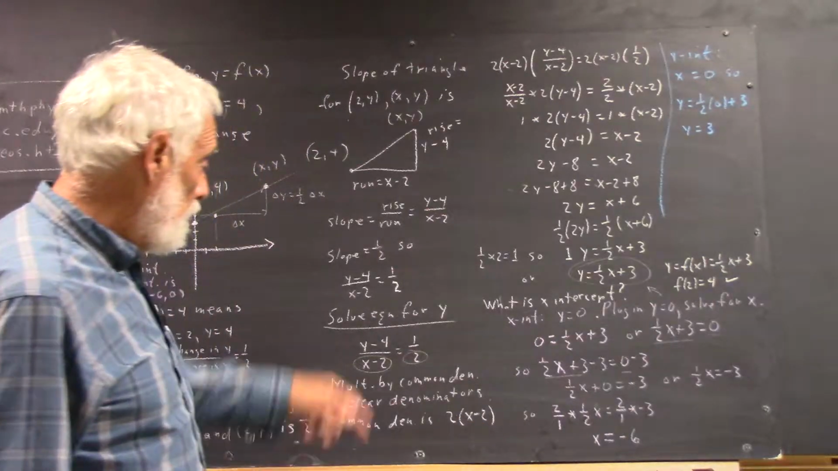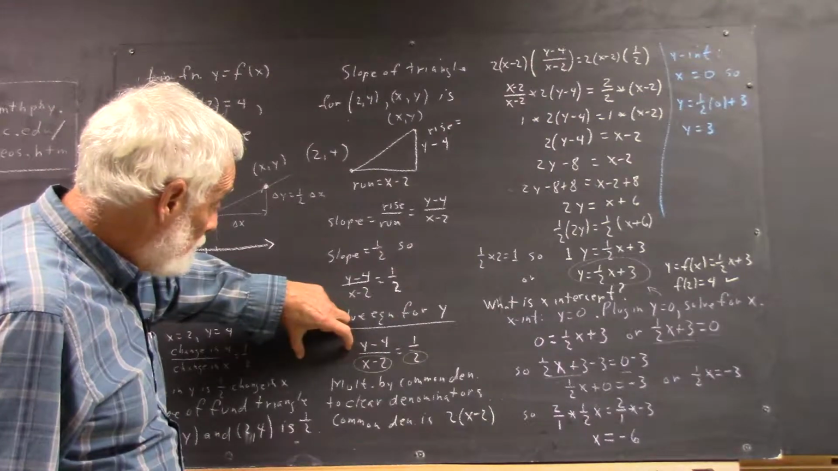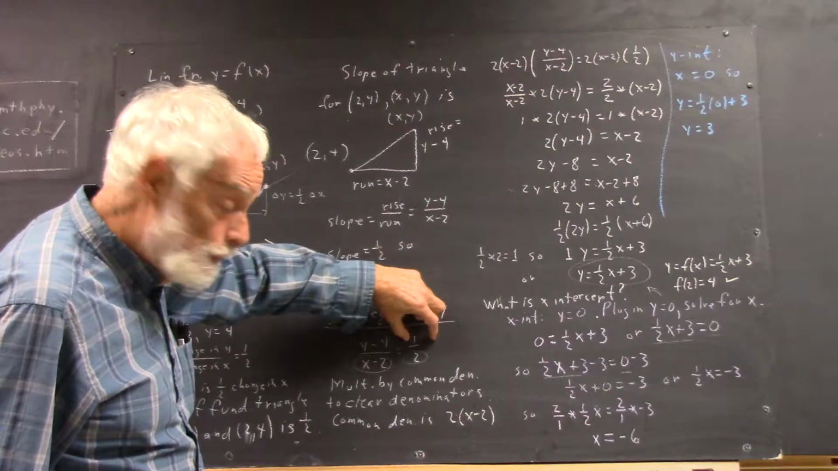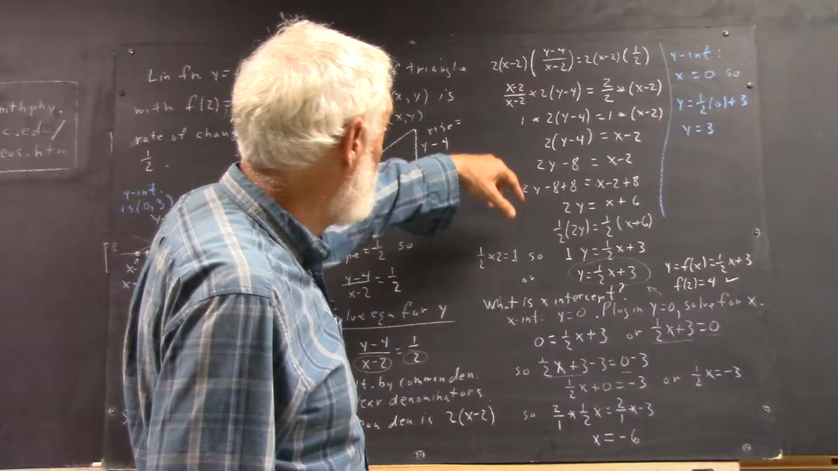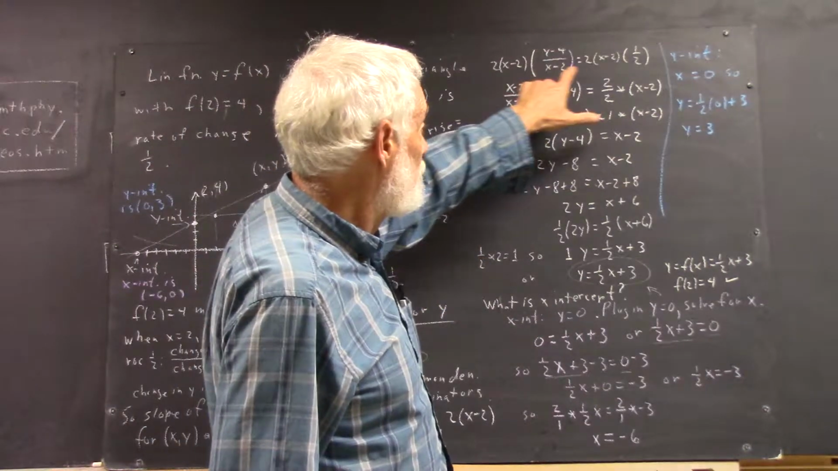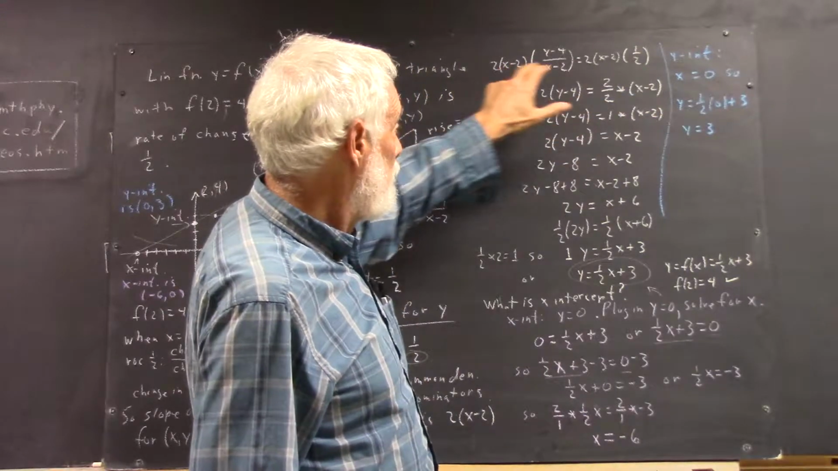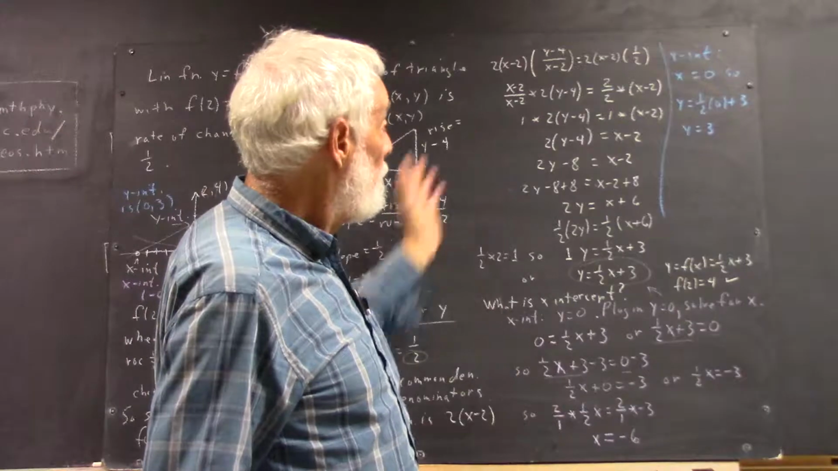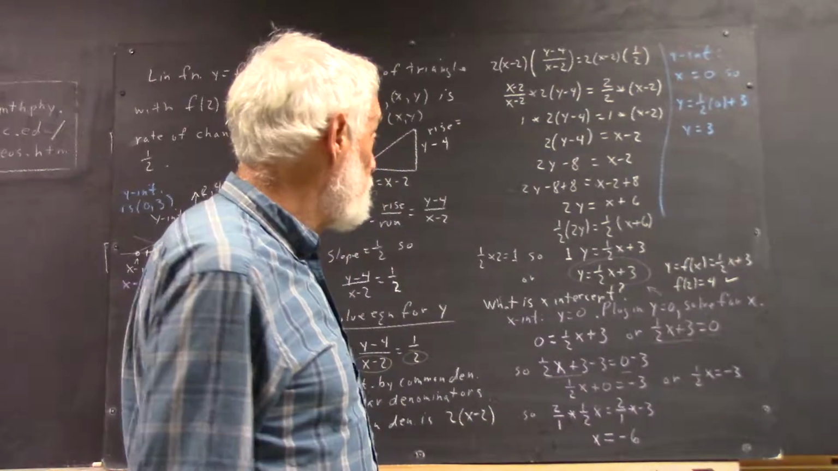How do we do that? Well, we write down 2 times (x − 2) multiplied by this equals 2 times (x − 2) multiplied by this. And that's what I've done here. Here's the left-hand side, here's the right-hand side, and in each case we have 2 multiplied by the quantity (x − 2) multiplied by that side.